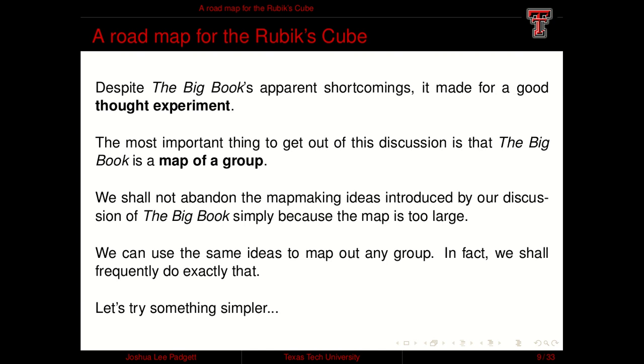But the big thing that we should take out of this is we simply constructed a way, or described a way, by which we could map a group. And of course, what I mean by a map can mean lots of things, but really the idea is we now have a road map that allows me to figure out how to get from point A to any point B inside of my group. So we're not going to just give up on this simply because our big book didn't work. We're simply going to consider a smaller group and hope that things work out better.